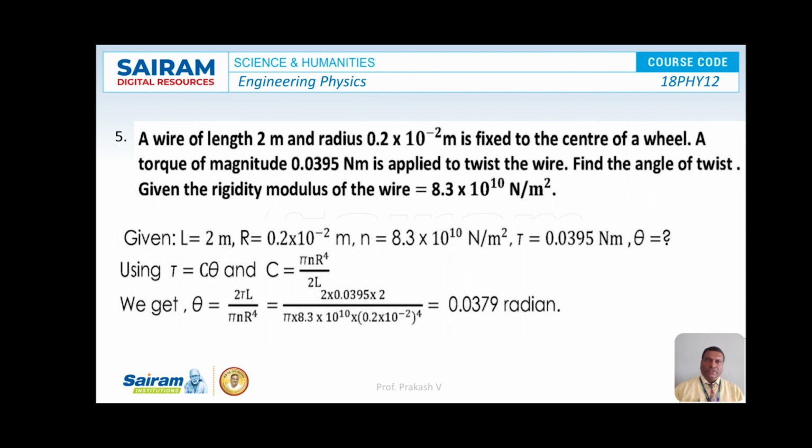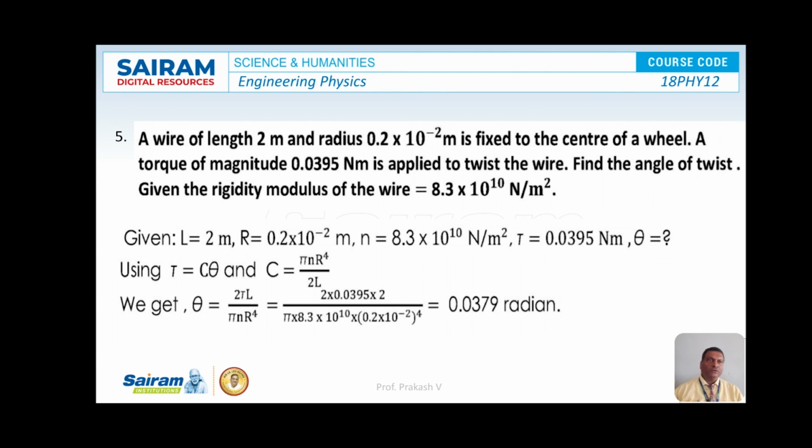The fifth problem is: a wire of length 2 meter and radius 0.2 into 10 to the power of minus 2 meter is fixed to the center of a wheel. A torque of magnitude 0.0395 Newton meter is applied to twist it. Find the angle of twist here, given the rigidity modulus of the wire is 8.3 into 10 to the power of 10 Newton per meter square.